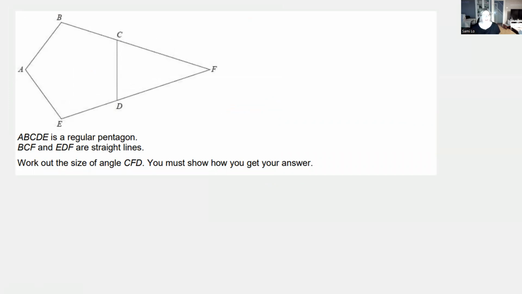So it says A, B, C, D, E. This one by here is a regular pentagon. So straight away from that previous question, just remembering that gave us 540. And this time we can divide that by 5, which gives us 108, 108, 108, 108, 108.